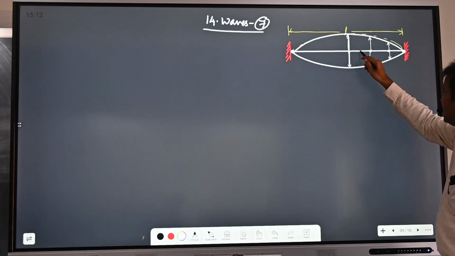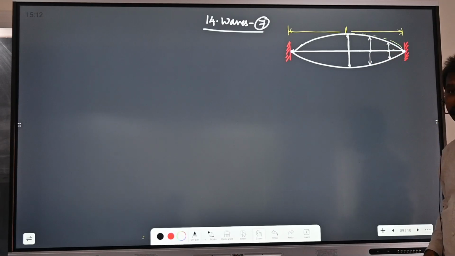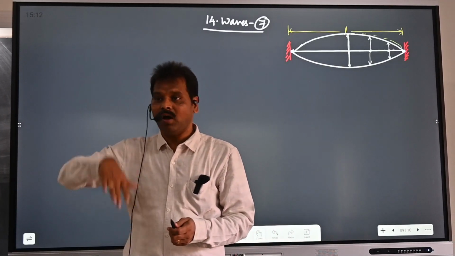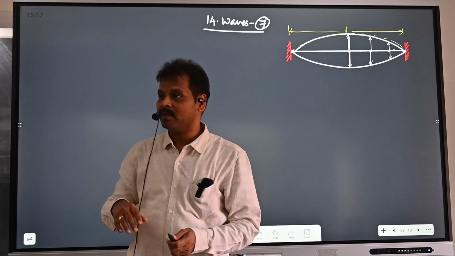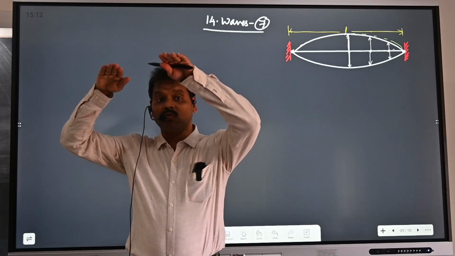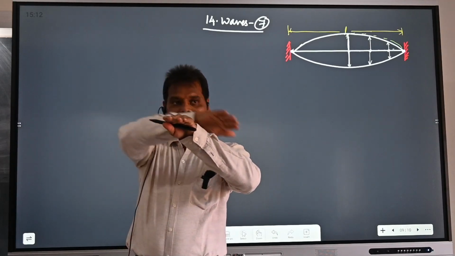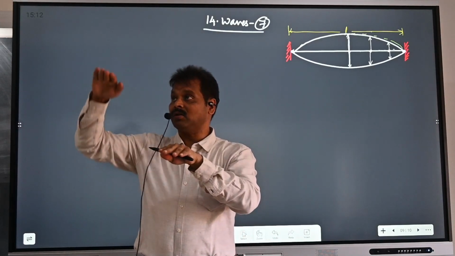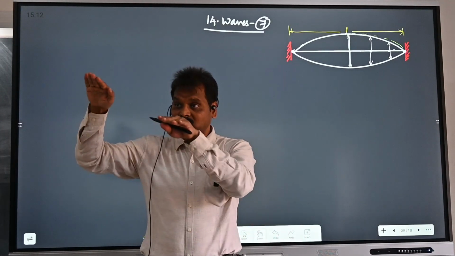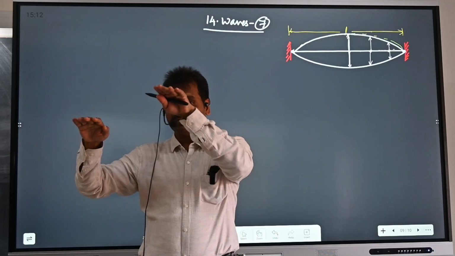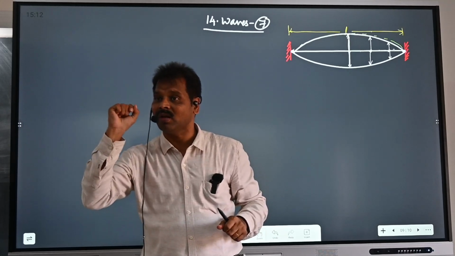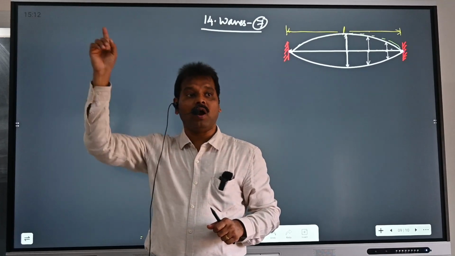So different particles will have different amplitudes in a stationary wave. In a progressive wave, all particles vibrate similarly. In the wave, this particle rises up to here, this one here, this one here, so the shape is a wave. Next, this will go down, this will go up. Correct? The shape changes. That is a wave.